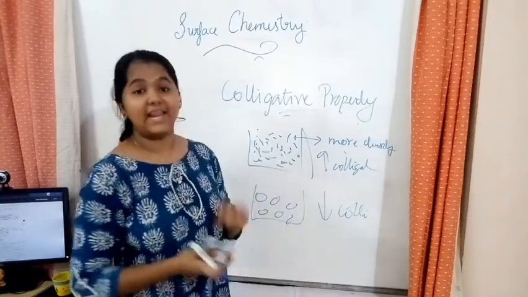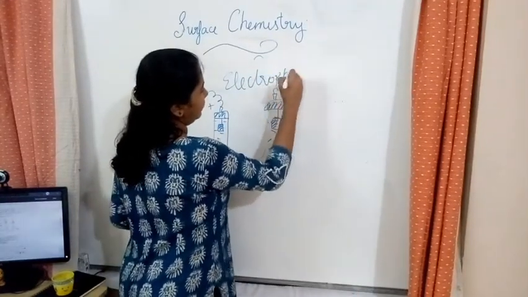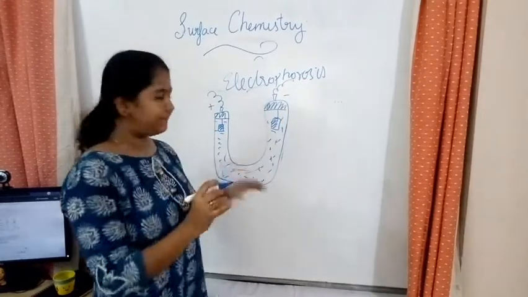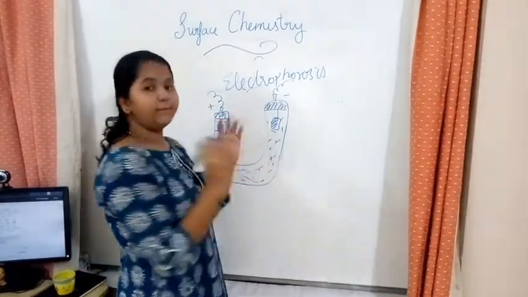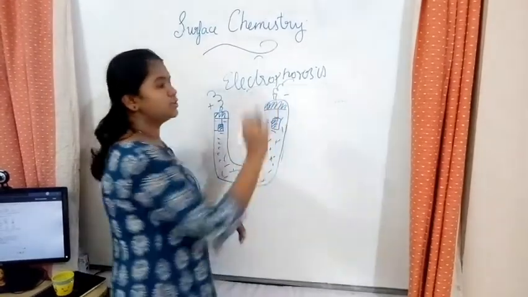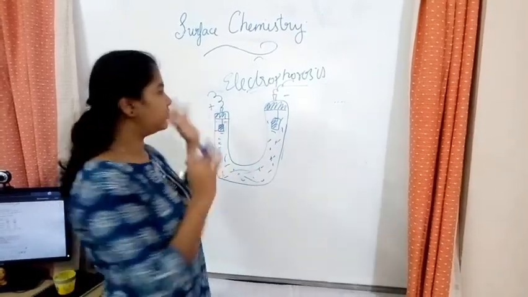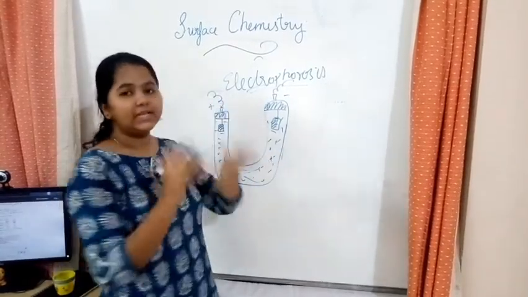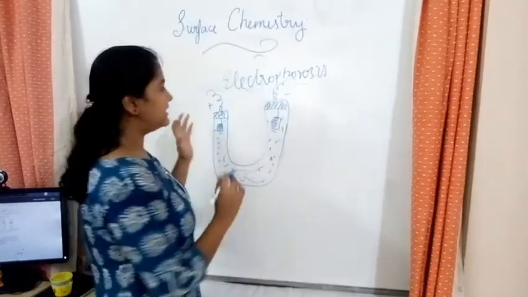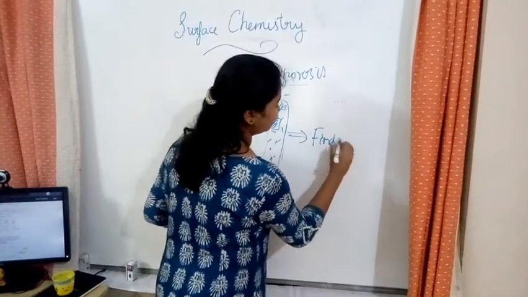And now we have reached the last topic, that is electrophoresis. When the DP particles, the colloidal particles, are moving in the direction of an applied electrical field, that process is called electrophoresis. This destroys the stability of the colloid, and hence it will not be a colloid. So that is electrophoresis. It is used for finding out the nature of charge.